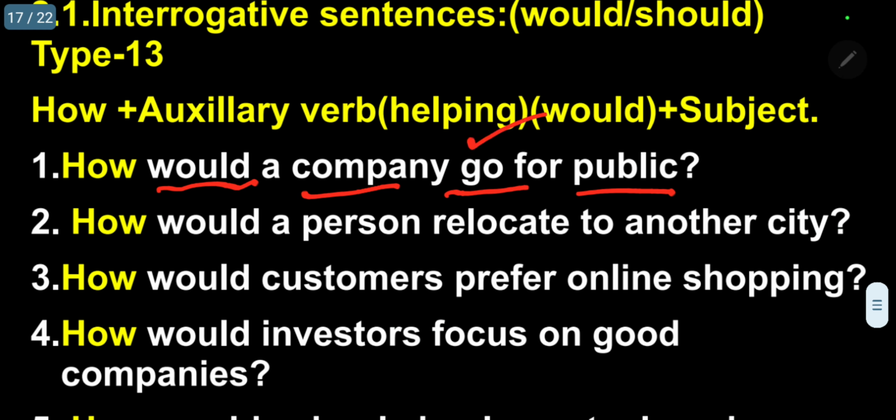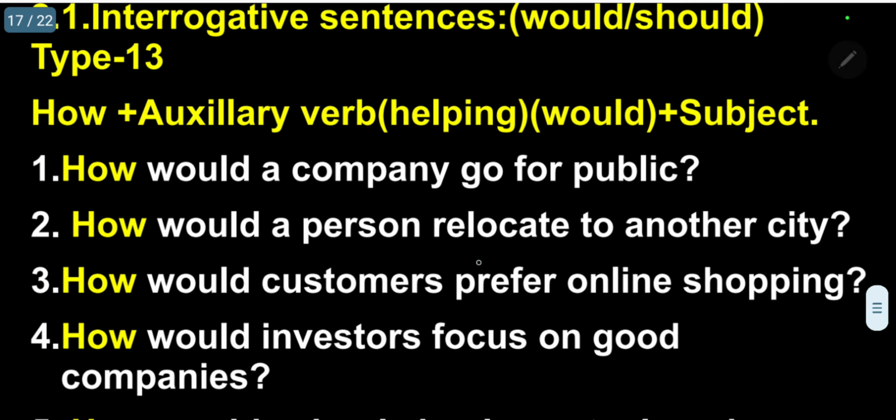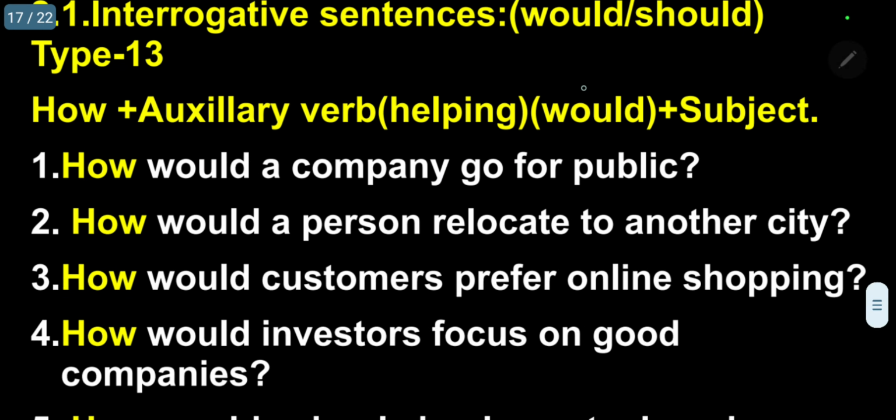Go, main verb; would, auxiliary verb. How would a person relocate to another city? How would a person relocate? Main verb, the... automatically, the would will be the auxiliary.